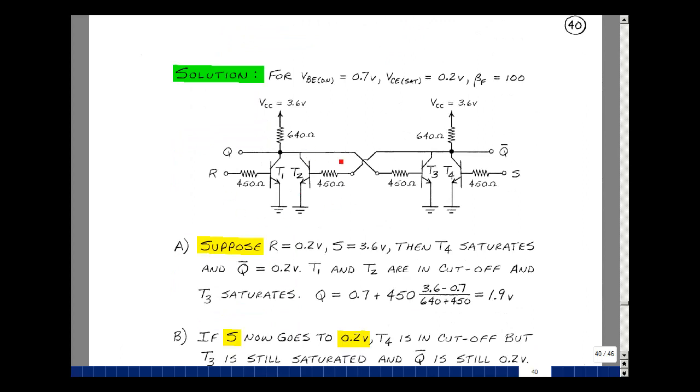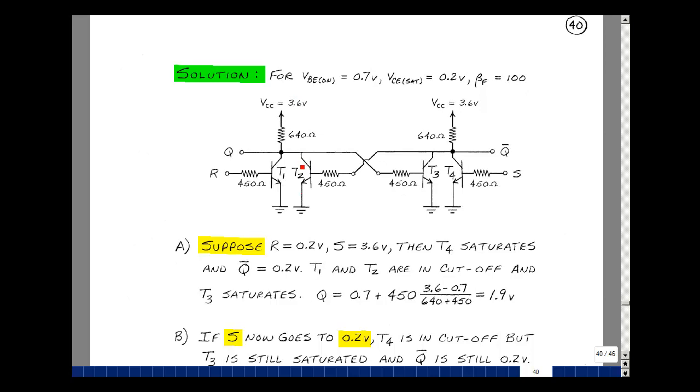I drew in for the NOR gate on top our RTL configuration of a NOR gate we had in the Chapter 3 lecture notes, where I've got a transistor, a base resistor of 450, and then a collector resistor of 640, and a battery power supply of 3.6. This is the top NOR gate where I had a Q output and an R input. And this is the bottom NOR gate, two transistors, two 450 ohm resistors in the base lead and a 640 and a 3.6 volt power supply. And then my output was Q bar and my input was S.